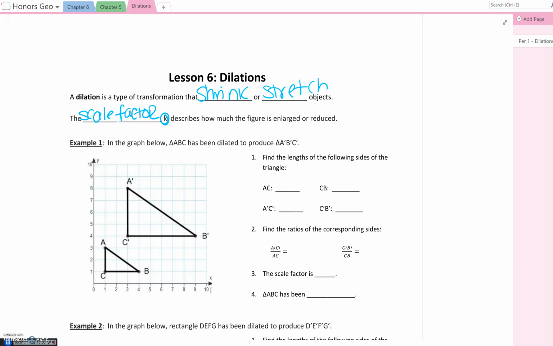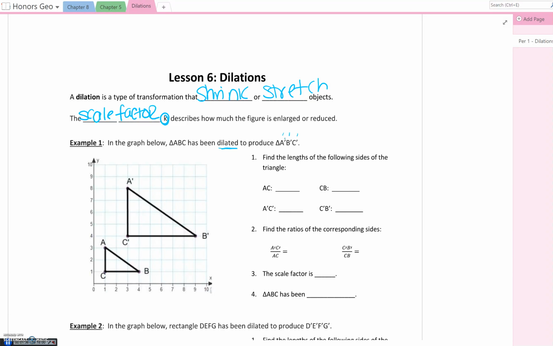So here's this one. It says, in the graph below, triangle ABC has been dilated to produce A'B'C'. So dilated doesn't necessarily mean getting smaller like it does with your pupils if you go to the eye doctor, okay? Remember, the little tick marks here are called prime, and whatever the resulting transformation is, it's called the image.